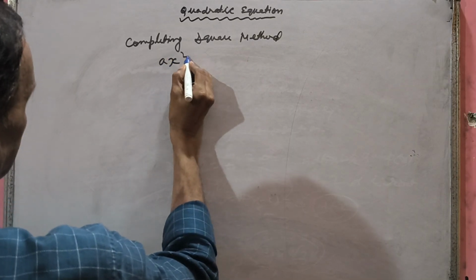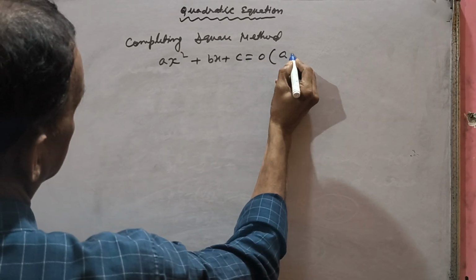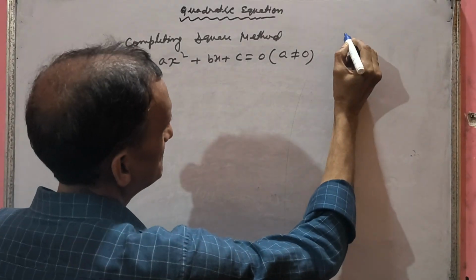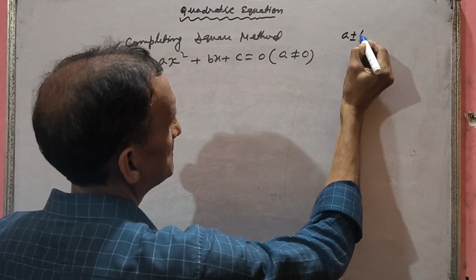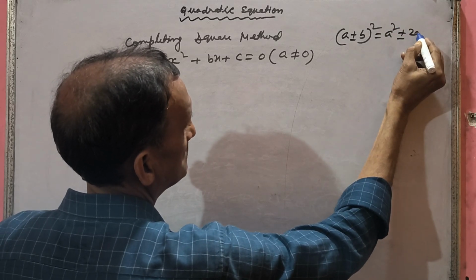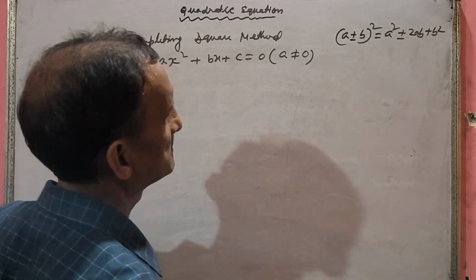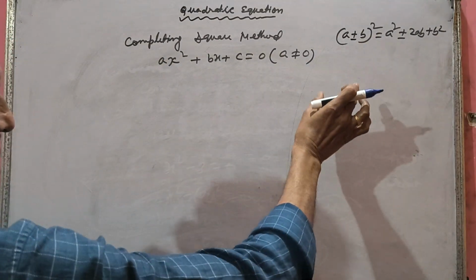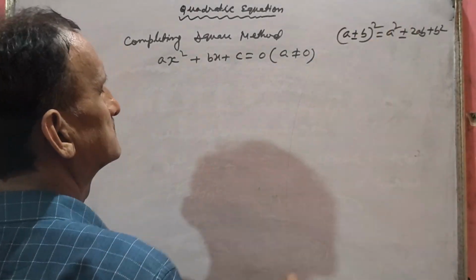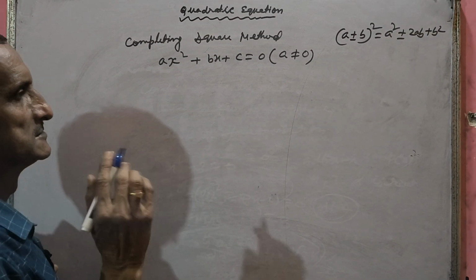Let us take the general form: ax squared plus bx plus c equal to 0, a is not equal to 0 as usual. Completing a square: basically here, a plus minus b whole square, what is the formula? A square plus minus twice ab plus b square. If plus then plus, minus then minus. So this is called a complete square. So we will try to express this left hand side in the form of a whole square, either a plus b whole square or a minus b whole square. So try now.